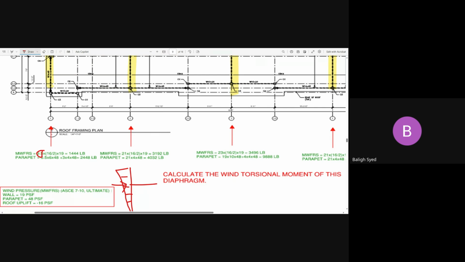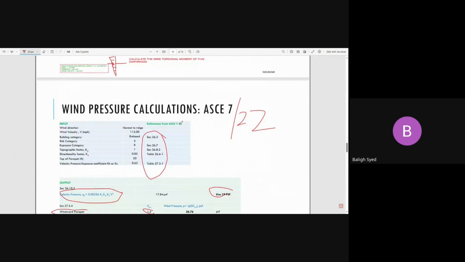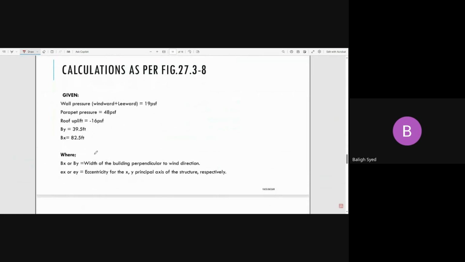Otherwise, when you use STAAD or RAM or ADAPT, whatever applications you are using, they generate the pressure, but the problem is that you have got to check by hand if those pressures are correct. Otherwise your wind shear at the base will not make any sense. All right. So you calculate that, and then once you calculate the pressures, you can see, okay, wall pressure, windward plus leeward, 19 PSF, parapet pressure, 48 PSF, roof uplift, BY and BX.